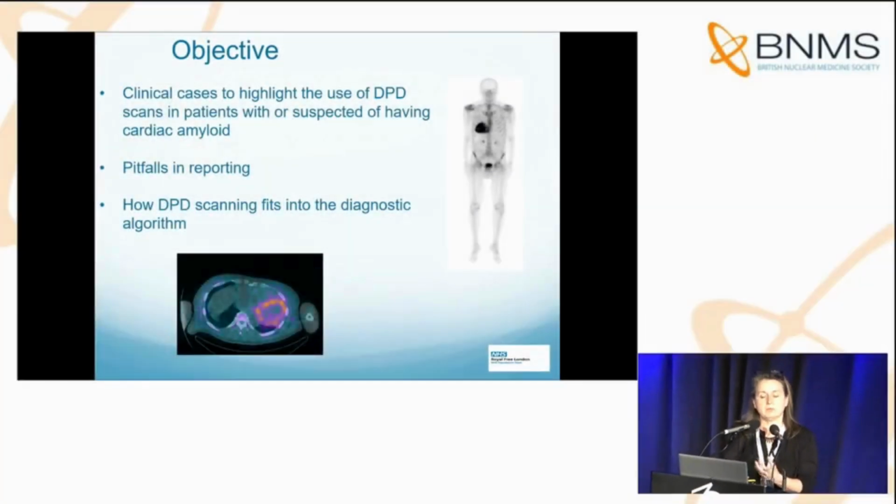hopefully in this next part, a little bit more interactive. We're going to go through a series of cases with patients who have cardiac amyloid or suspected cardiac amyloid, describe some of the pitfalls in reporting, and then hopefully relate back how the DPD scan fits into the patient algorithm.